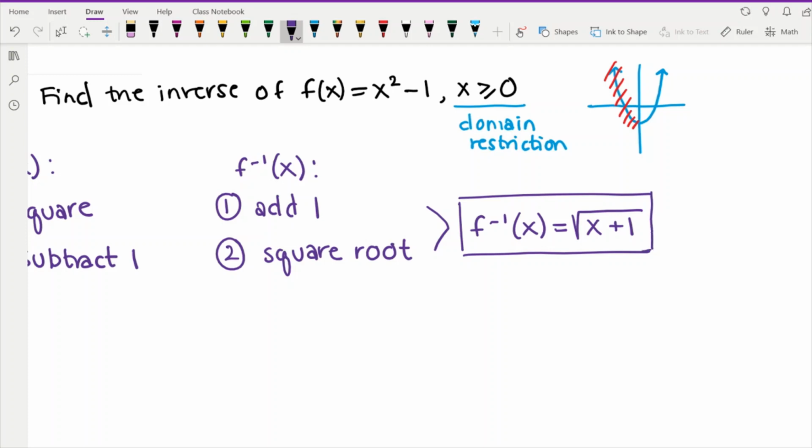And by the way, you do not need to put a domain restriction on this function because it's already one-to-one. So it's really only parabolas that we're going to be worrying about not being one-to-one. Of course, there are other functions out there that are not one-to-one, but for the types of functions we'll actually be dealing with, it's really just parabolas. Square root graphs are one-to-one, cube roots are one-to-one, cubes are one-to-one, linear functions are one-to-one, so you don't need to add domain restrictions for those types of functions.